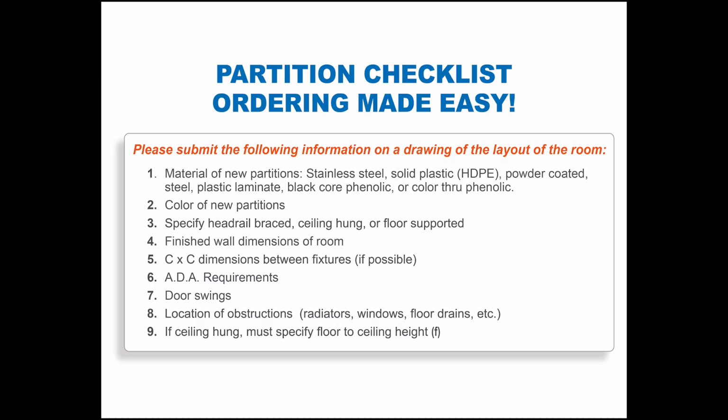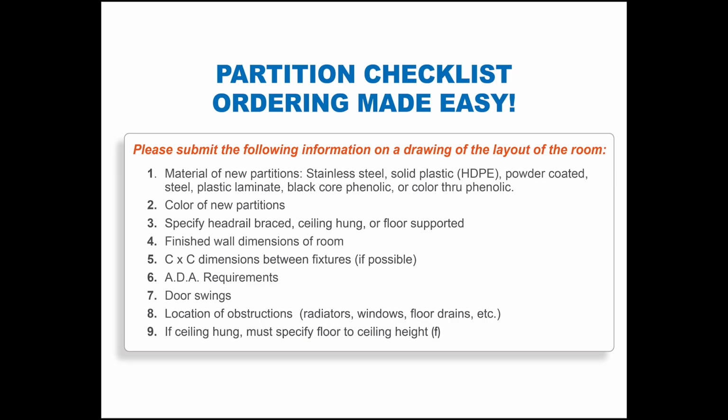When calling for a quote or an order, this is the information we will need to get the correct partitions for your facility. 1. Your preferred material of your new partitions. 2. Color of new partitions. 3. Specify headrail brace, ceiling hung, or floor supported.